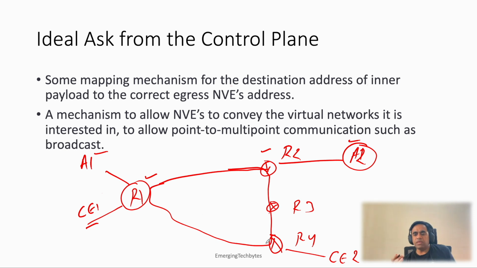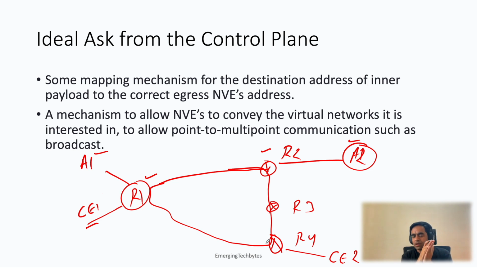How can these NVEs communicate this information? R4 can communicate, okay, look R1, even though you have customers A1, C1, and maybe some more, I am only interested in C2. Don't send me all the other routes, or if you are sending them, I will discard them. On what basis does it discard? Otherwise, it will be a full mesh. Why should I take the route of A2 on R4 when I don't have that customer? I hope you got it. So this is our second question.